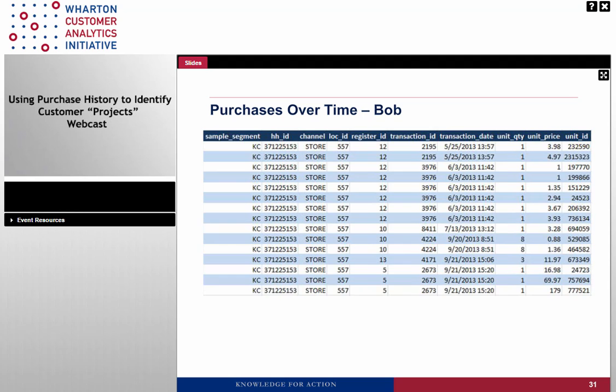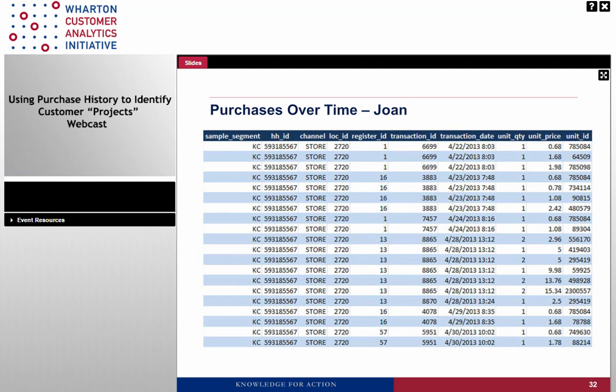Here are Joan's purchases, similar data and similar layout, but you can see that she tends to purchase more things at any one time and a little bit tighter together. This is only from April 22nd to April 30th in the data set for her.